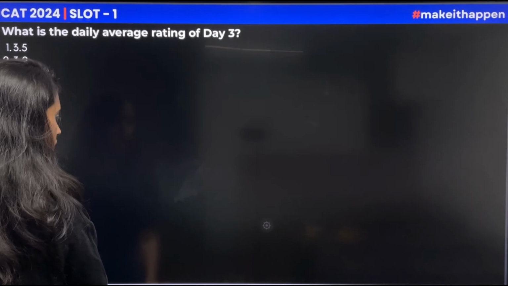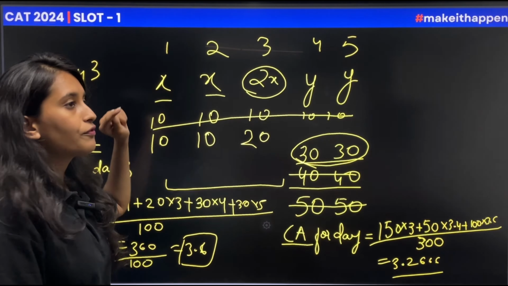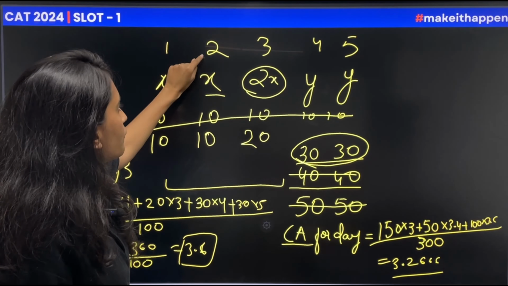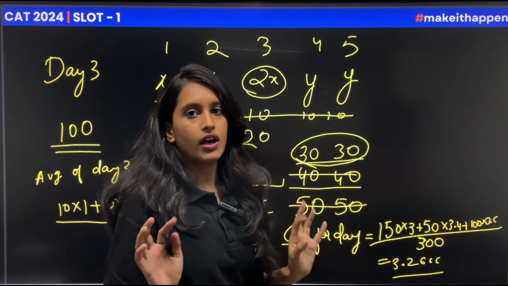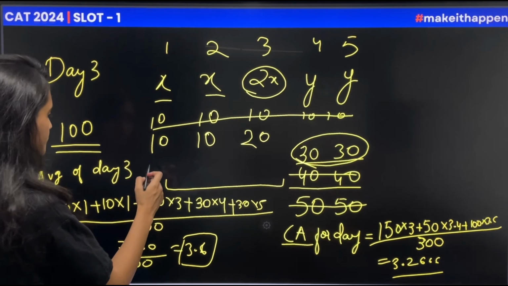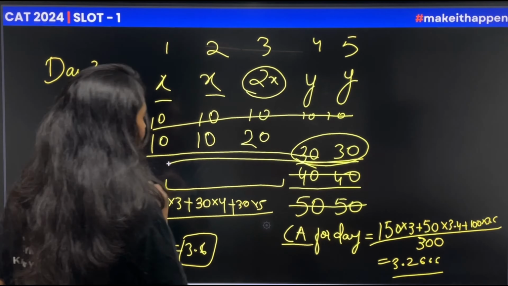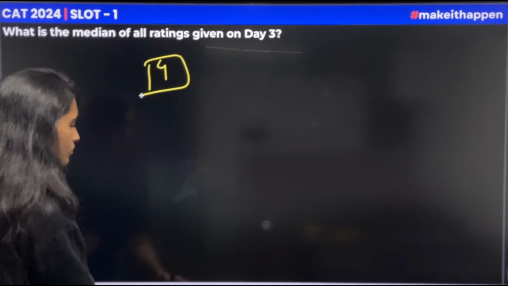Now, what is the median of all ratings given on day 3? We know that the rating of 1 was given by 10 buyers, of 2 was given by 10 buyers, of 3 was given by 20, and of 4 and 5, 30 and 30. So we need to find out the median for day 3. The median would lie at 50 buyers. So 10, 10, 20 plus 20 is 40. So the median will lie somewhere over here, that is at the rating of 4. So the answer turns out to be 4. I hope that's clear to you.